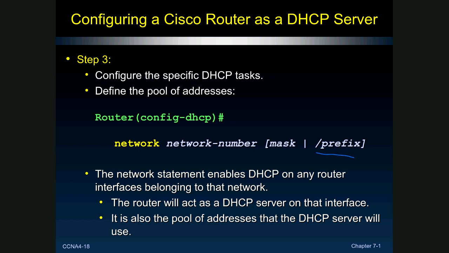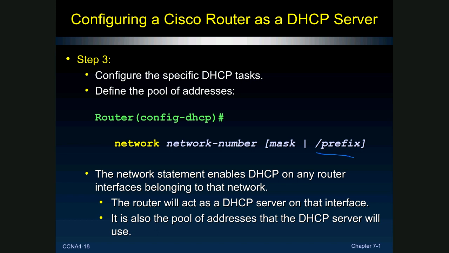So what that command is going to do is look around the router and try to find any interface ports on that router that are up and have any network that's in the 192.168.1.0 network, and use those interfaces for the DHCP processes. Listen for requests, grant addresses. That's also the pool of addresses that the DHCP server will use.